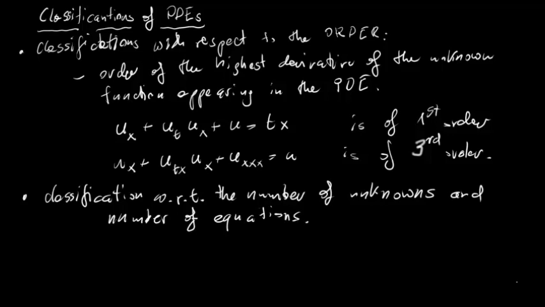If we have two or three unknowns, we can have two or three equations relating these unknowns with each other. And in such a case, we will be talking about a system of PDEs rather than a PDE.